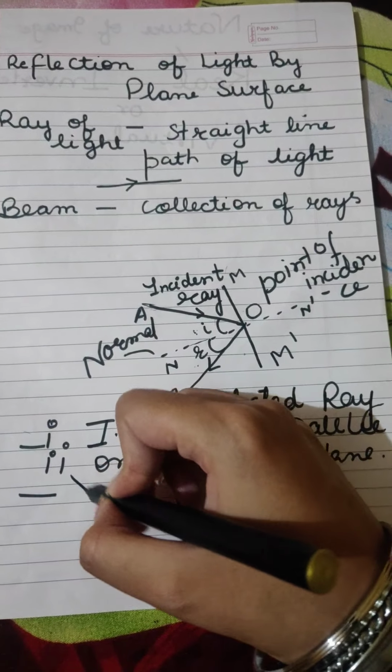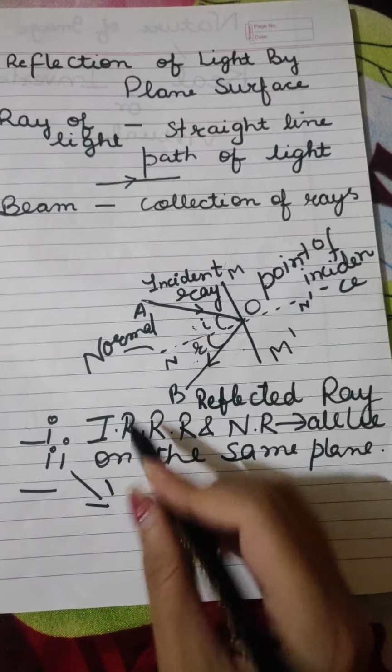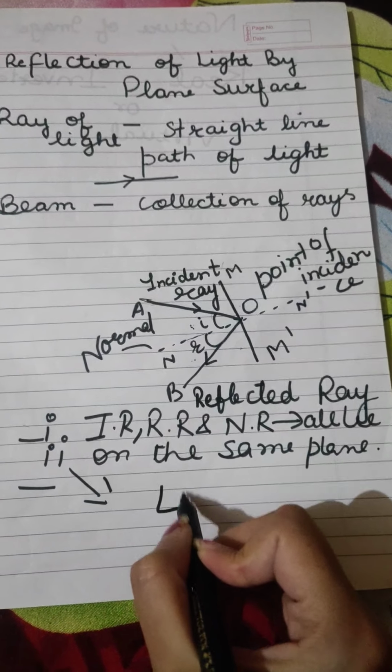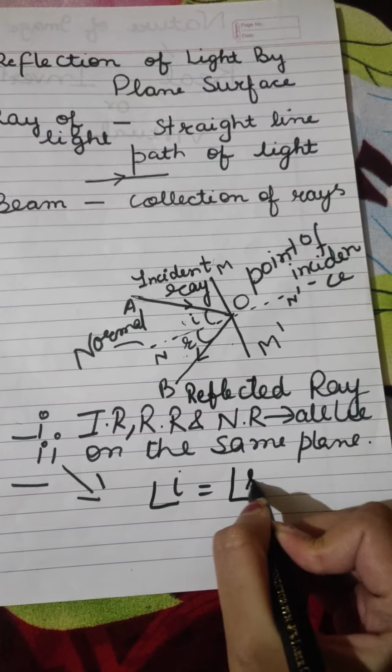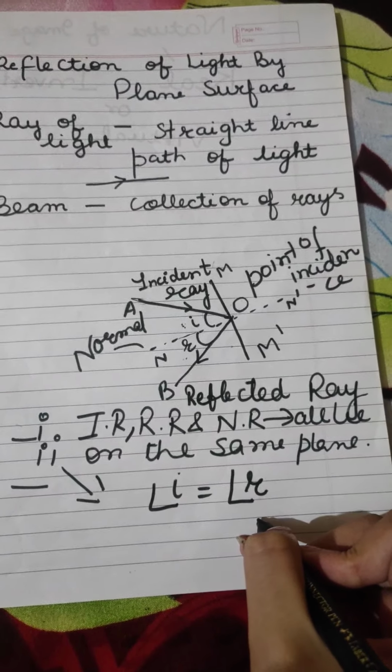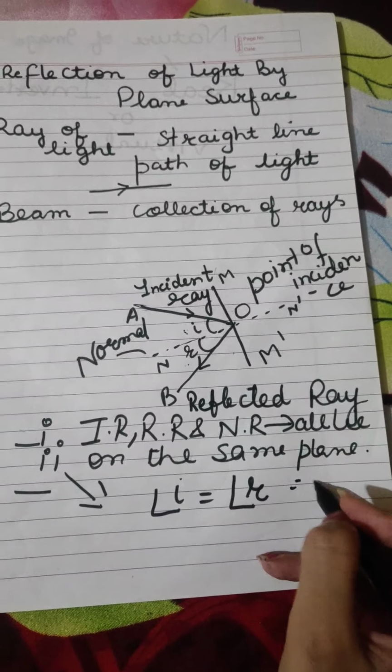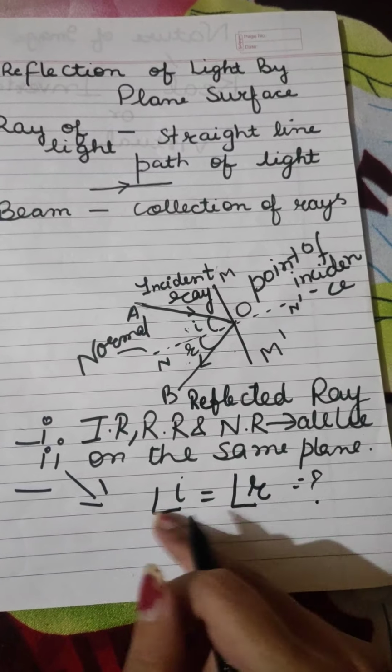The second point which I've concluded is that I've got two angles, and these angles are equal to each other. Angle of incidence is equal to the angle of reflection. Now you may ask, why? How have you concluded that these are equal?